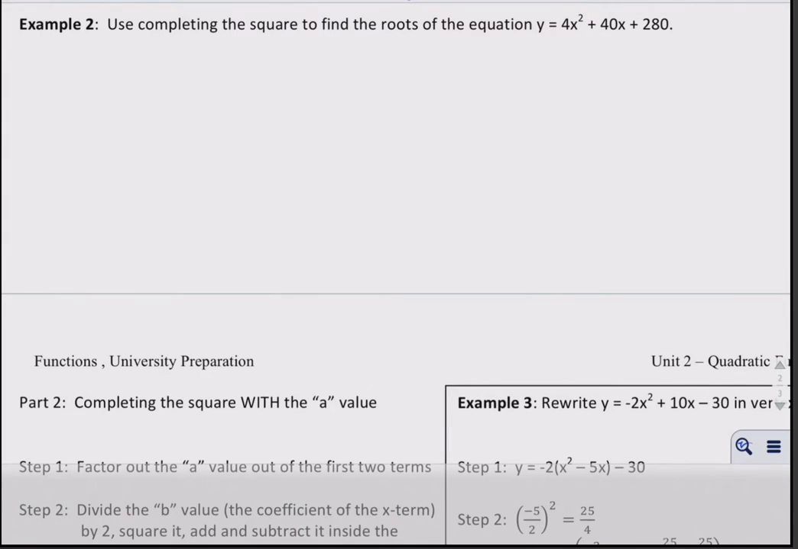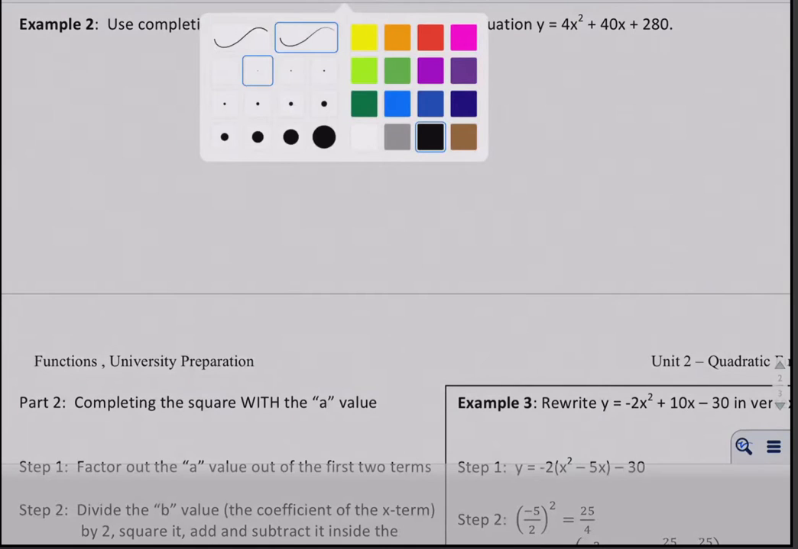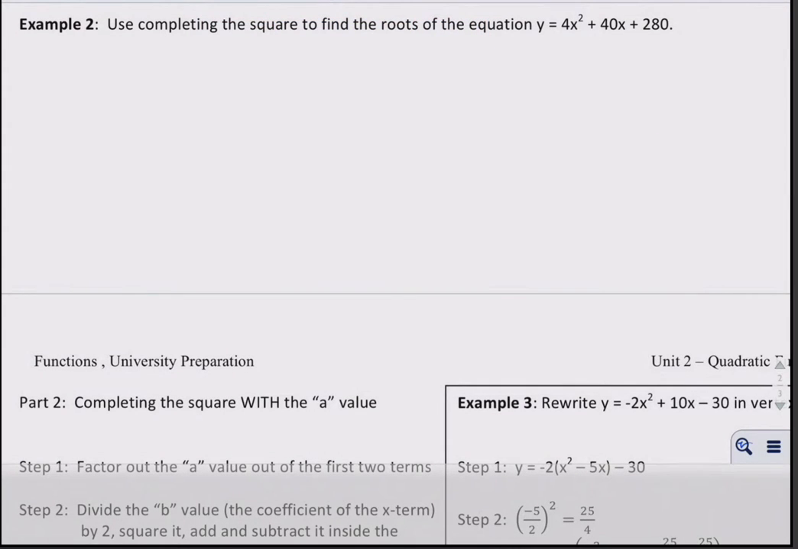Here in example 2, we want to do two things. Okay, so we are asked to, first of all, complete the square. Secondly, we want to find the roots of the equation. So this is a two-step question. A lot of work is going to be involved here.